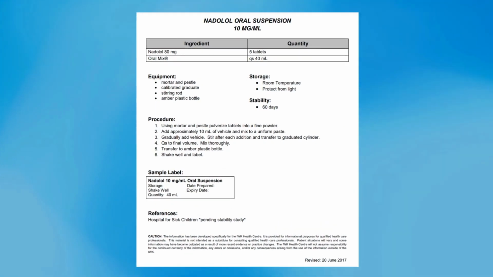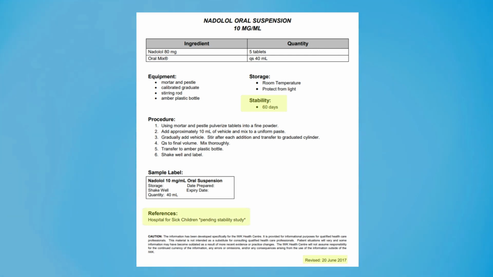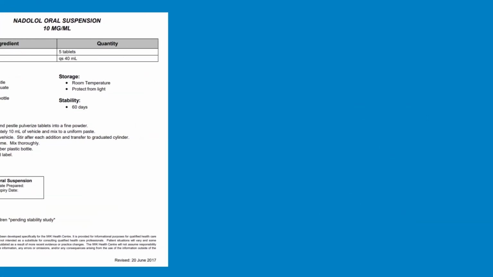When reviewing references for formulas, it is important to ensure that they are up to date. For example, if you look up the formula for Nadolol oral suspension in the IWK compounding formulas, the beyond use date is listed as 60 days, and the formula was revised in 2017. The only reference listed is the Hospital for Sick Children, and it states pending stability study.